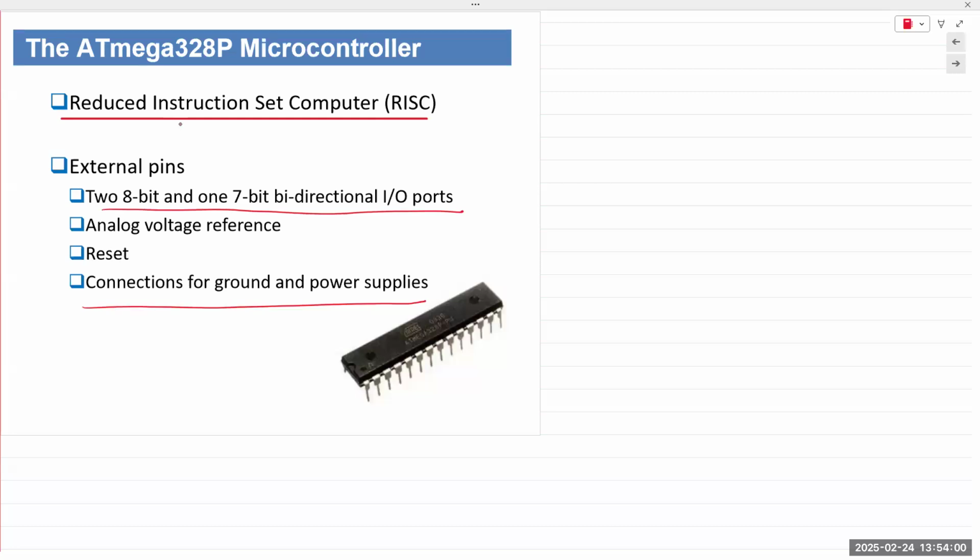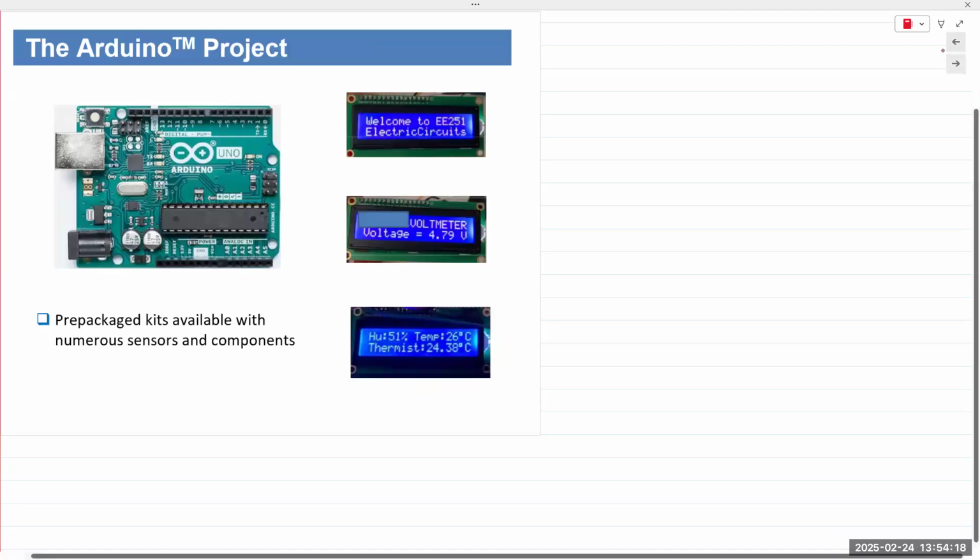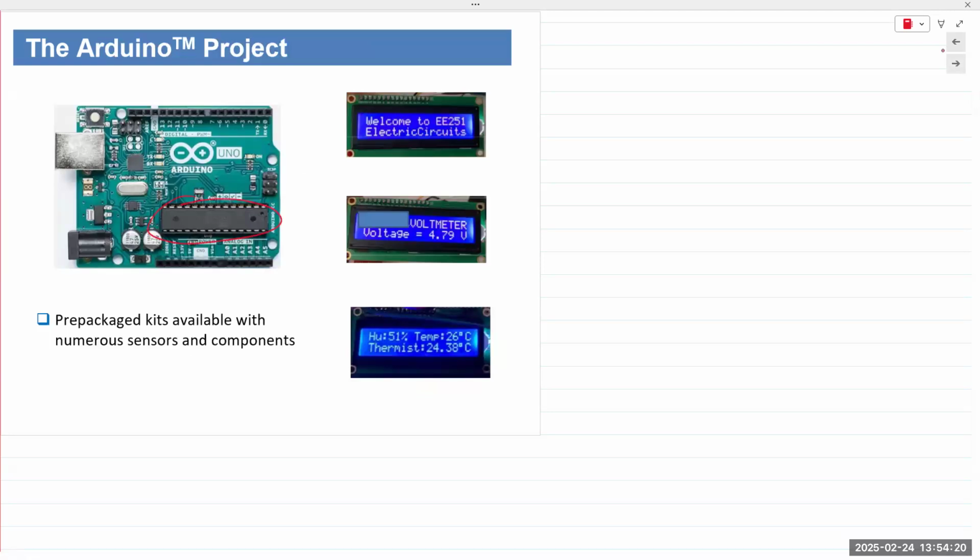How many of you have used this? I'm sure some of you have. How many of you have worked with an Arduino? The Arduino is powered by a 328 chip. So if you look at an Arduino board, you see this chip right there? That 28-pin chip is the AT328.